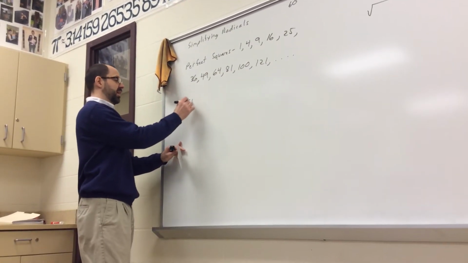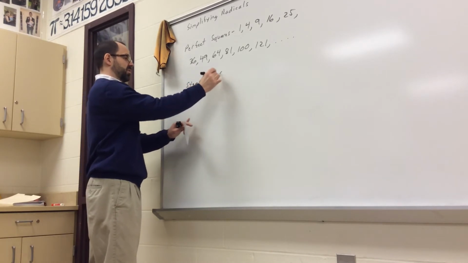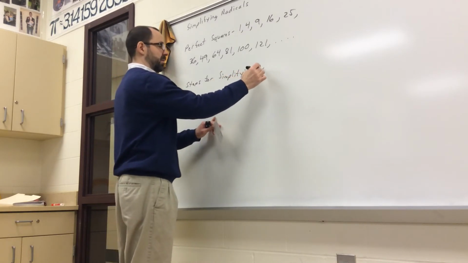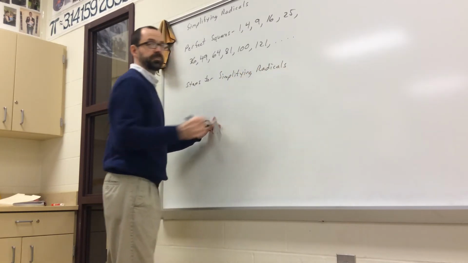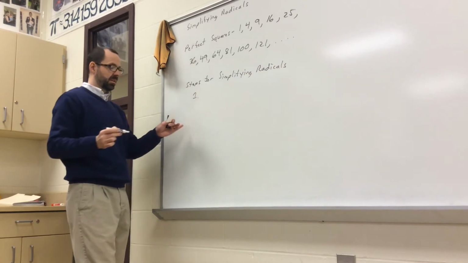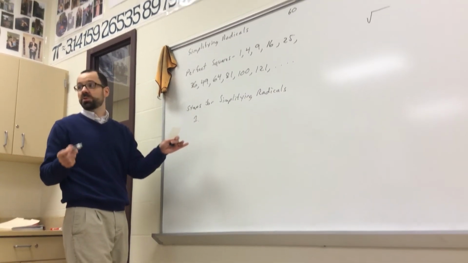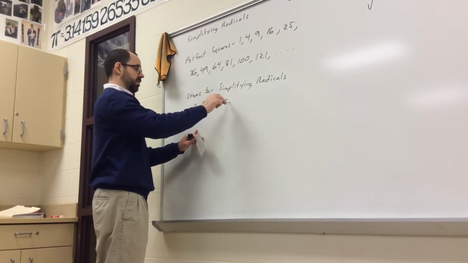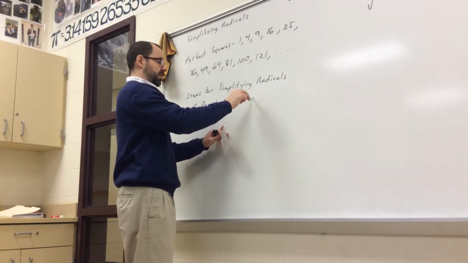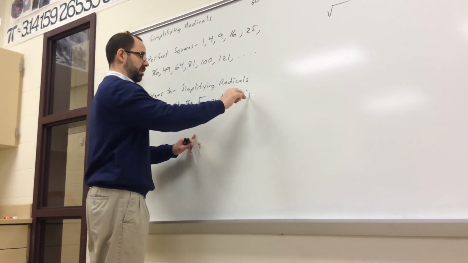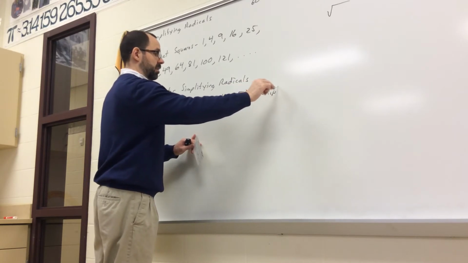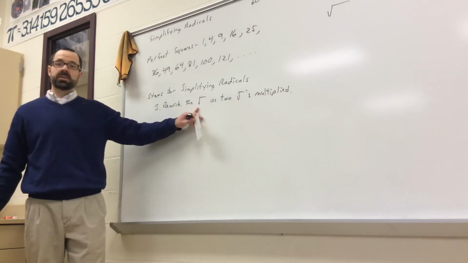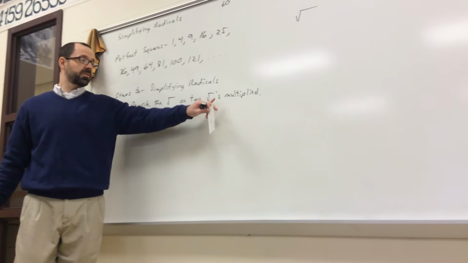So here are the steps for simplifying radicals. So the first step is rewrite the square root as 2 square roots multiplied. Rewrite the radical as 2 radicals multiplied.